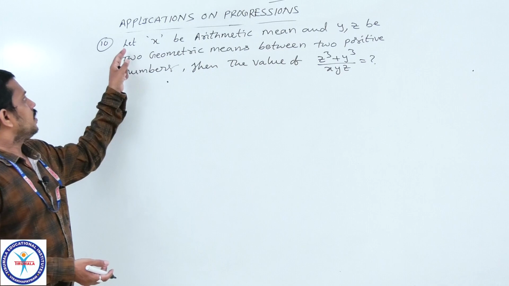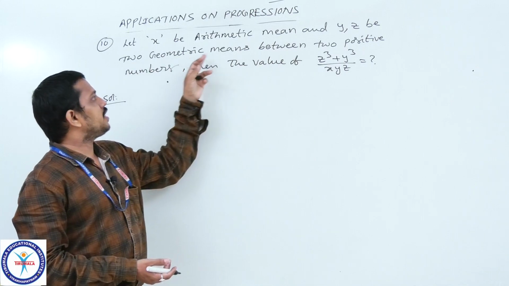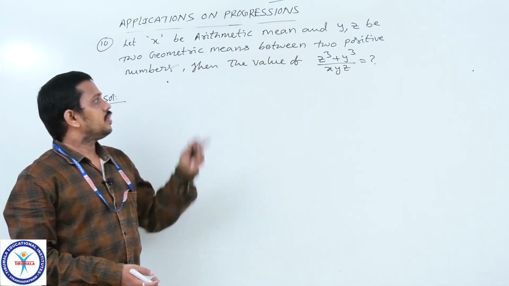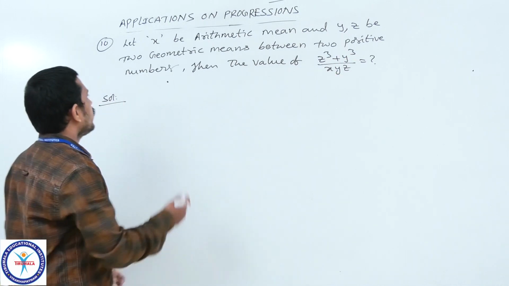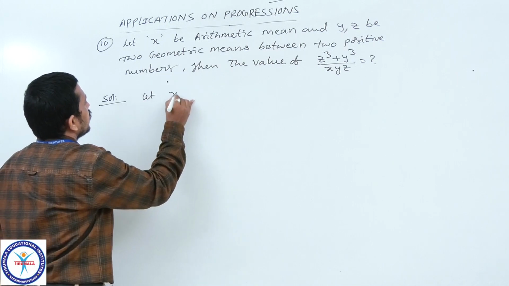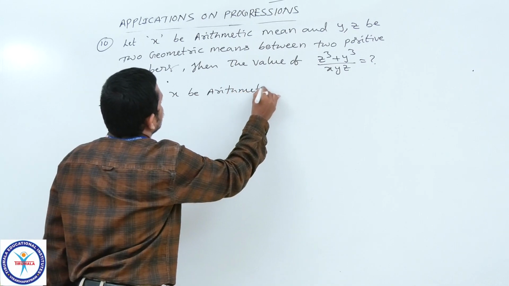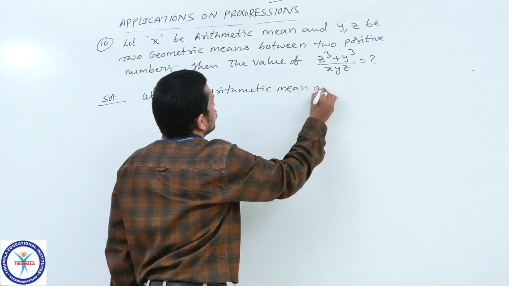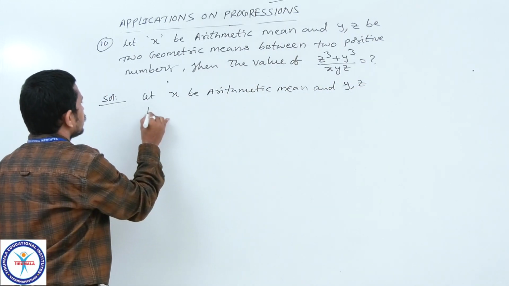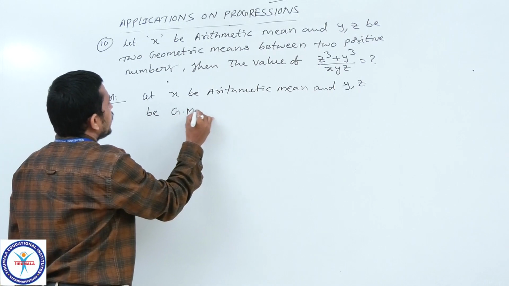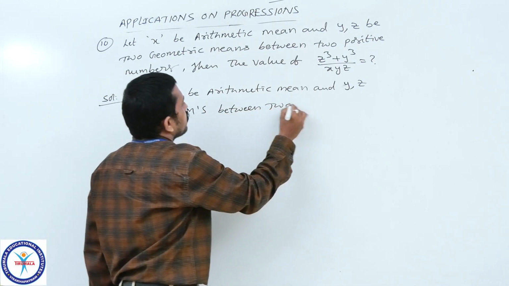So therefore only 2x plus 4y is equal to 4 is true. Next problem. Let x be the arithmetic mean and y, z be geometric means between two positive numbers. Then the value of (z cube plus y cube) by xyz is equal to. So here, let x be the arithmetic mean and y, z be geometric means between two positive numbers.